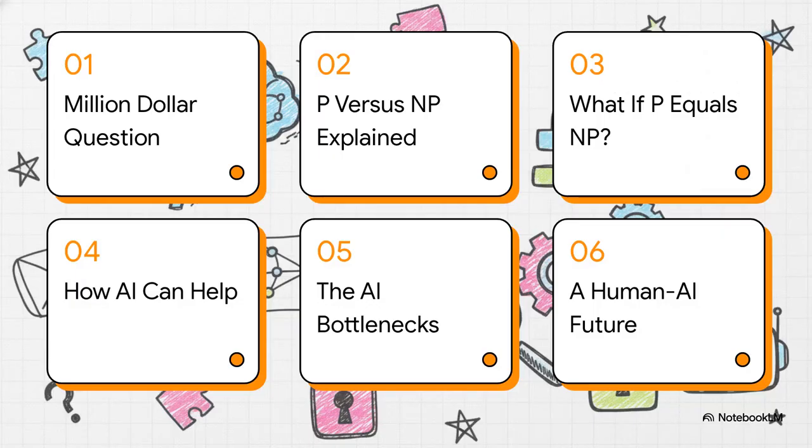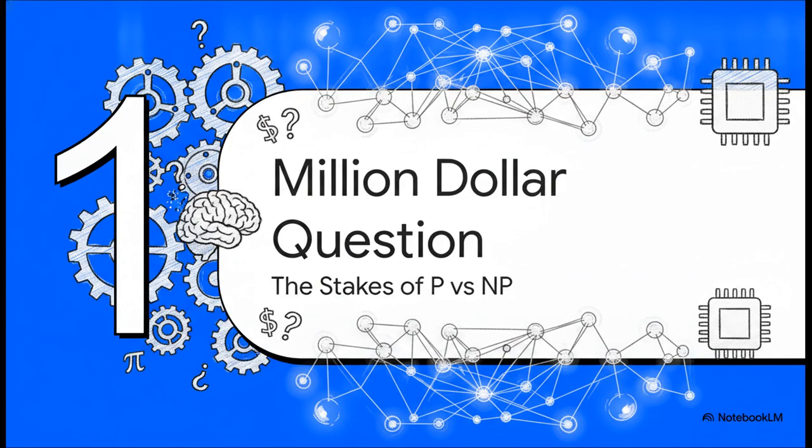Okay, let's dive into this. Our agenda today covers: 1. The million-dollar question, 2. P versus NP explained, 3. What if P equals NP, 4. How AI can help, 5. The AI bottlenecks, and finally, 6. A plausible human-AI future. Kicking things off with Section 1, the million-dollar question, the stakes of P versus NP.